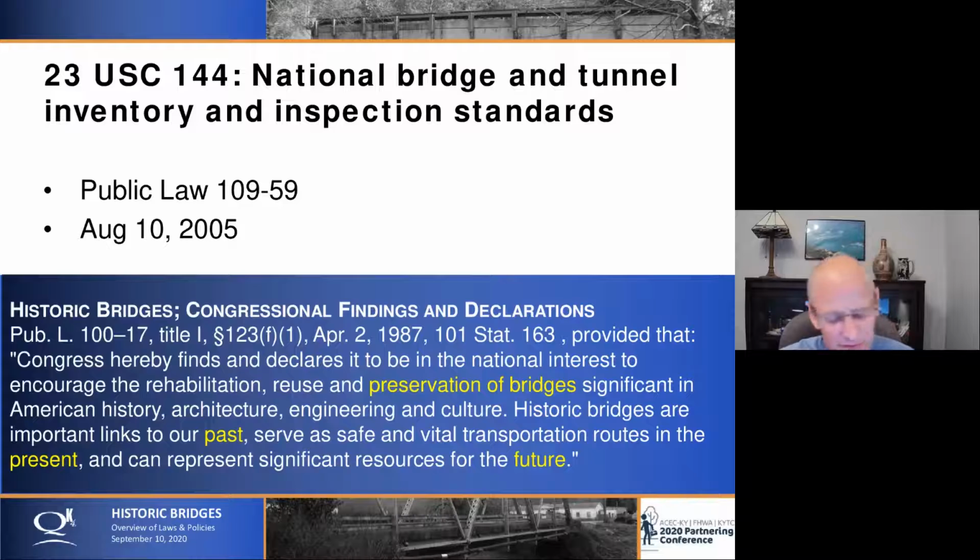All right, the third law I want to talk about that touches on historic preservation is not one that really affects people in the historic preservation world, or the SHPO or Department of Environmental Analysis or the historic consultants, but it's 23 U.S.C. 144, which is the National Bridge and Tunnel Inventory and Inspection Standards.